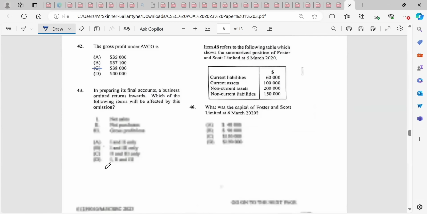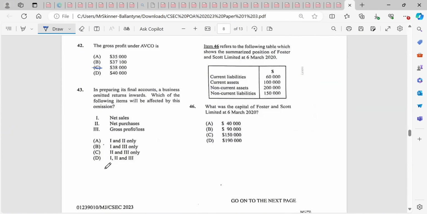Number 43. In preparing its final accounts, a business omitted return inwards. Which of the following items would be affected by this omission? Net sales, yes, because net sales is sales take away return inwards. Net purchases, no, because net purchases have nothing to do with return inwards. Gross profit, yes, because if net sales is affected, gross profit will automatically be affected. So the answer would be 1 and 3, B.